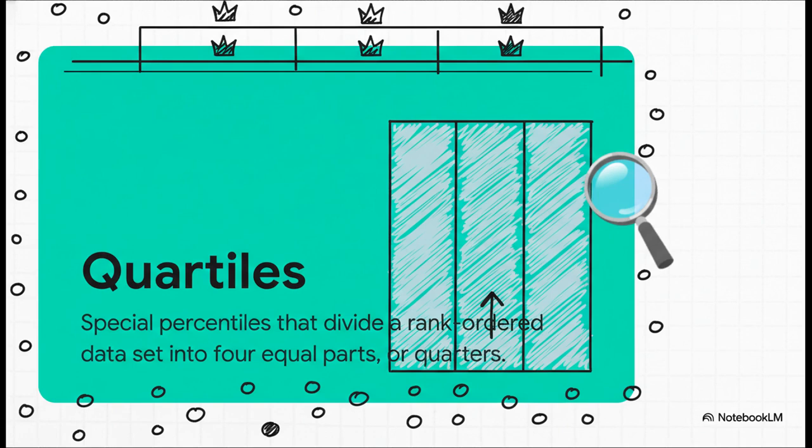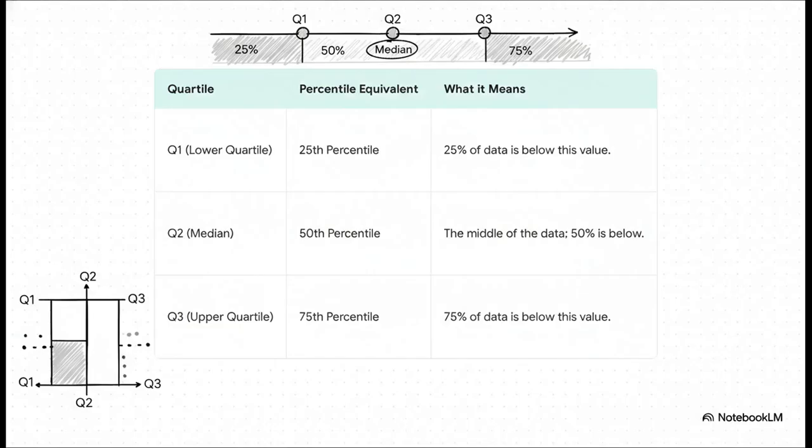You can think of them as kind of the VIPs of the percentile world. They chop up the entire data set into 4 equal quarters, which gives us a really quick snapshot of how the data is spread out. And it's actually pretty simple. The first quartile, we call it Q1, is just the 25th percentile. Q2 is the 50th percentile, which you might already know is the median. It's the exact middle of the data. And Q3, the upper quartile, that marks the 75th percentile. See? Simple, clean, and super useful.